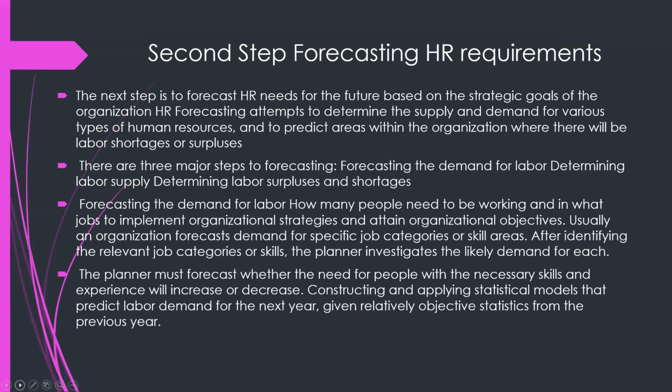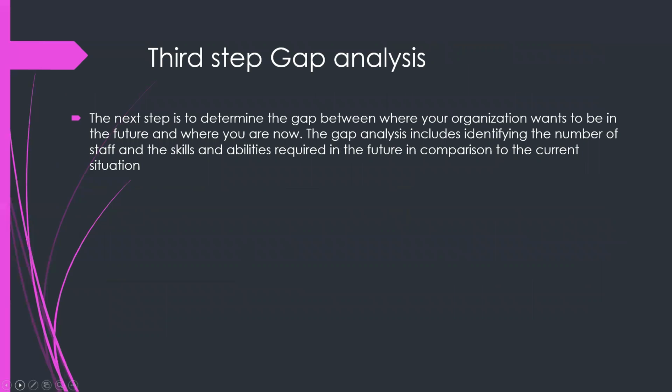So therefore, when forecasting demands of human resources, one must assess the challenges that they will be meeting in staffing needs based on the external environment. And how will the external environment impact our human resource needs? So the third step is all about gap analysis. It is to determine the gap between where your company wants to be in the future and where you are now. The gap analysis includes identifying the number of staff and the skills and abilities required in the future in comparison to the current situation.